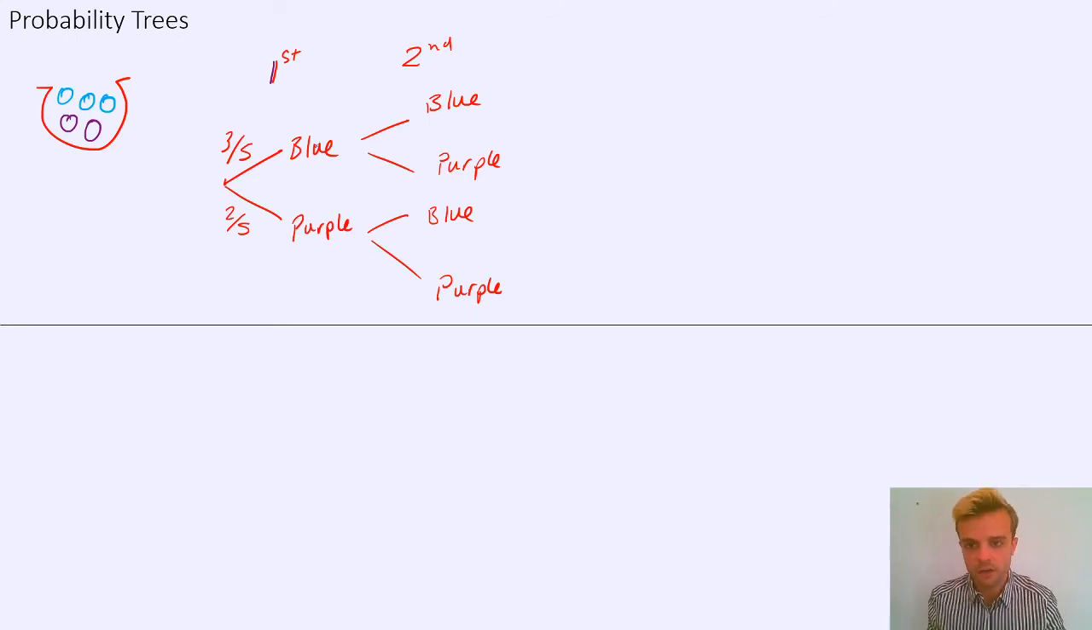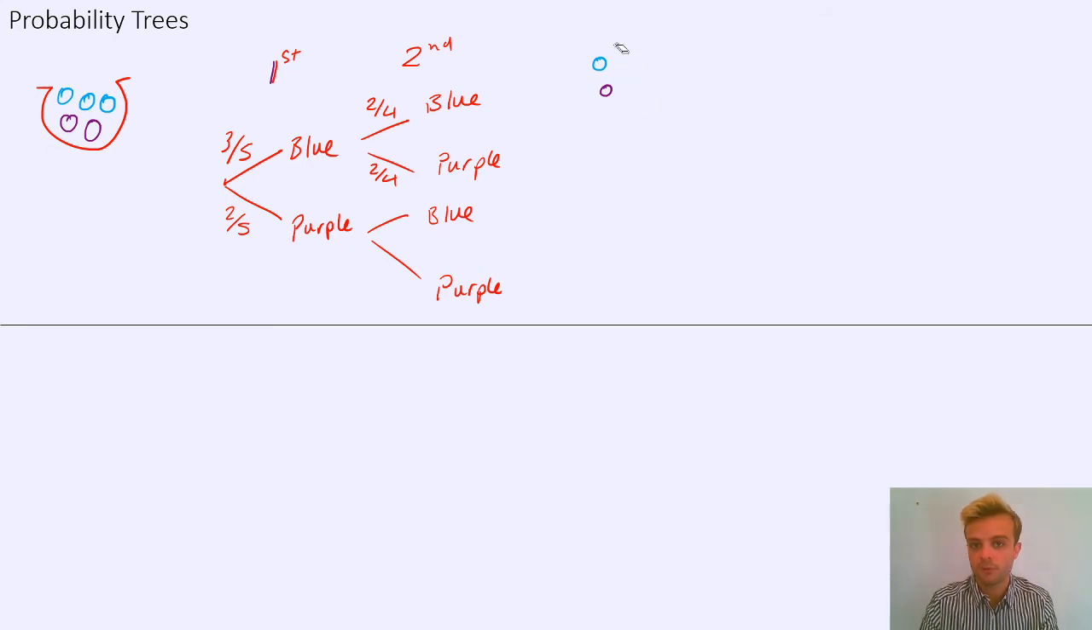And what that means is that after I picked the first ball and it was blue, well now my bag looks like this. So I've got 2 blue balls left in there. So the probability that I pick blue this time is 2 out of 4. Because there are now 2 balls there that are blue out of 4 balls altogether. And that means the probability that I pick purple is also 2 out of 4. Because there are 2 purple out of 4 balls altogether.